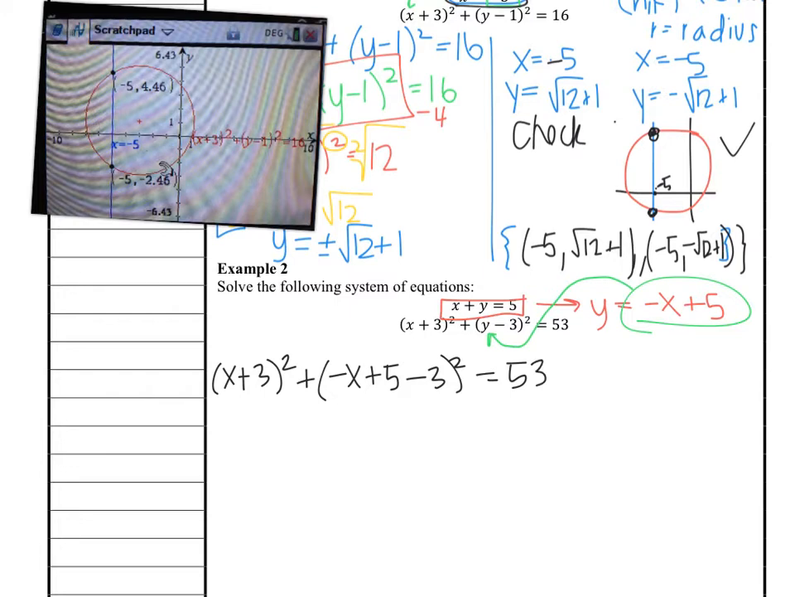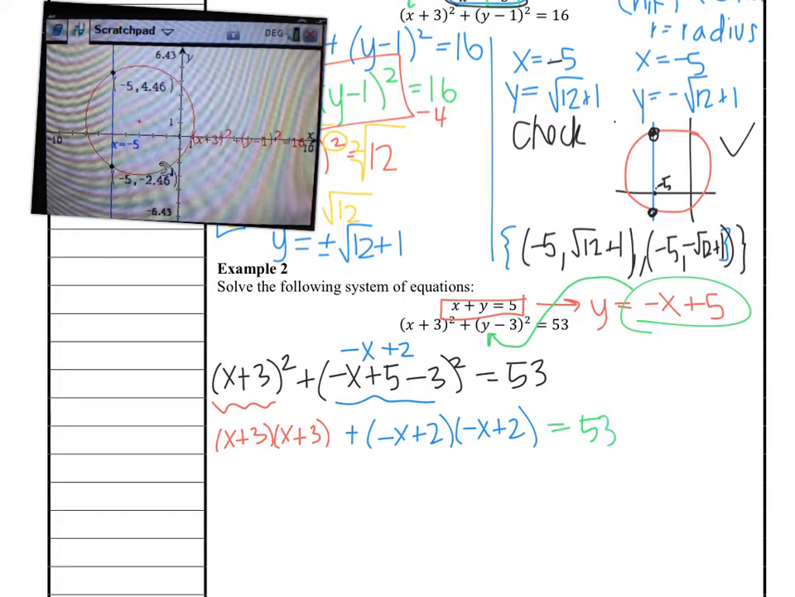And now our goal is to solve this. And so to do so, we're going to have to expand both of these. So this would look like x plus 3 times x plus 3. The next one, if I combine like terms first, I have negative x plus 2. So that would look like plus negative x plus 2 times negative x plus 2. And then, of course, the equals 53 just carries down.